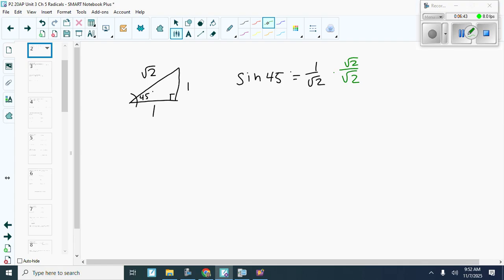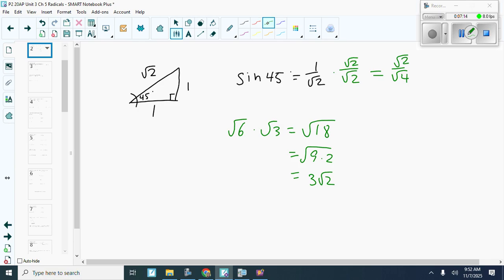When you multiply radicals together, say I had root 6 times root 3, we would just multiply those numbers together and put them all under one radical sign. And then we would look at that and say, oh yeah, I can simplify that. So for here, root 2 times root 2, technically it's root 4.